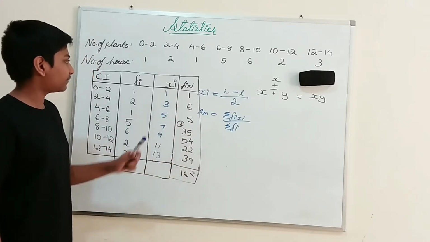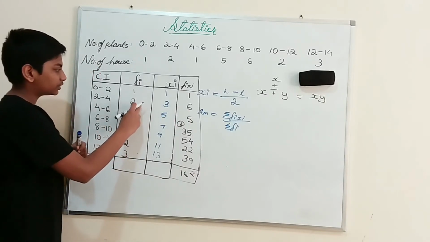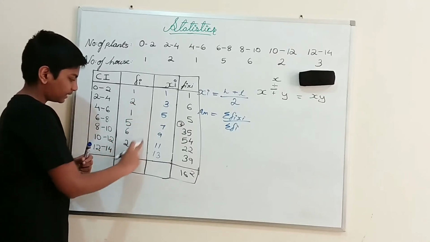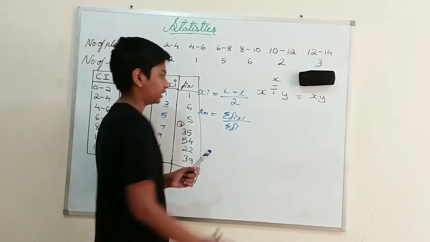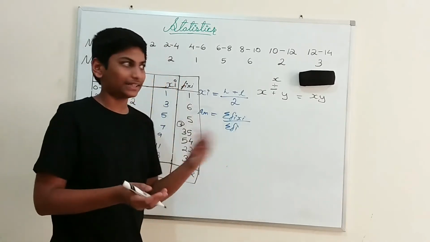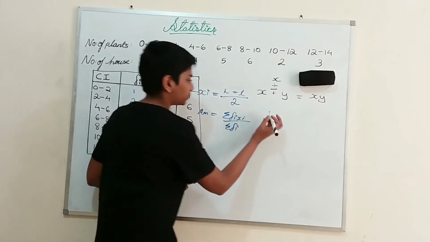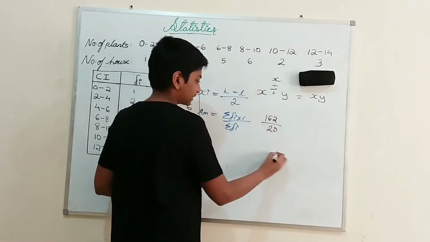Now what we need to find is the sum of fi. So what is the sum of fi? 1, 2, that means 3, 4, 10, 10, 20. 20 is our sum of fi. Now what we need to do is just apply the values over here. Sigma of fi xi is nothing but 162. So 162 divided by 20, let's just calculate it.